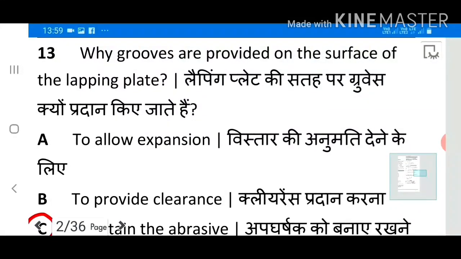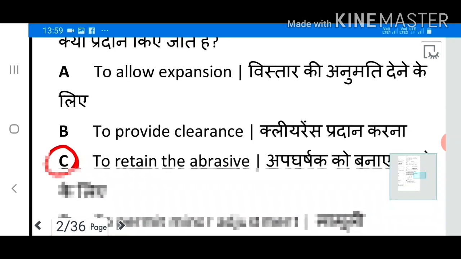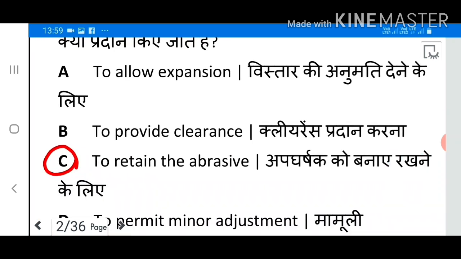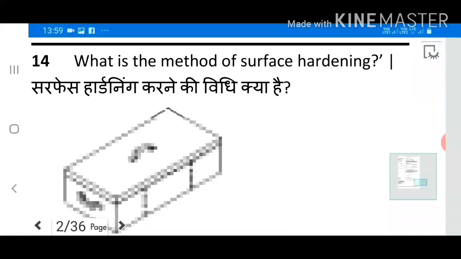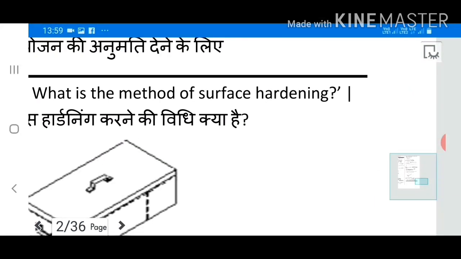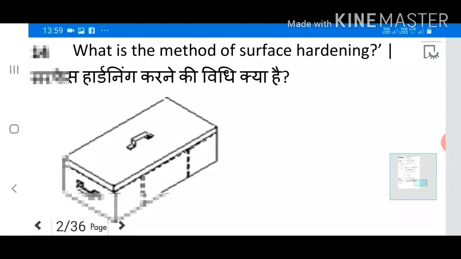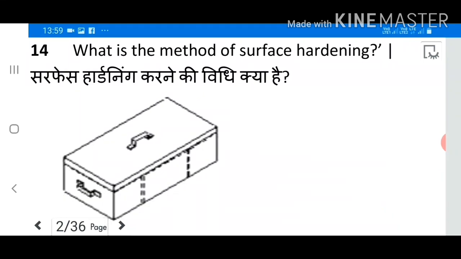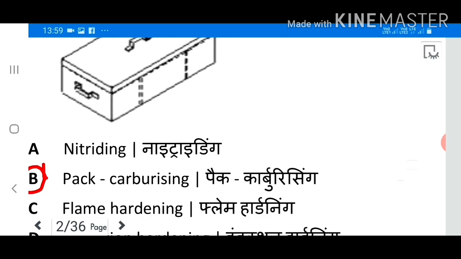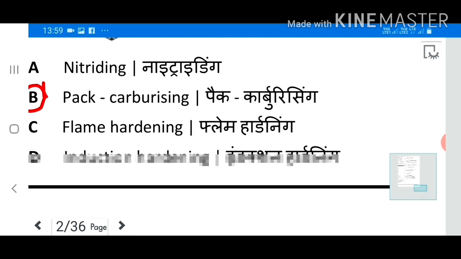13. Why are grooves provided on the surface of the lapping plate? Answer C. To retain the abrasive. 14. What is the method of surface hardening? Answer B. Back carburizing.